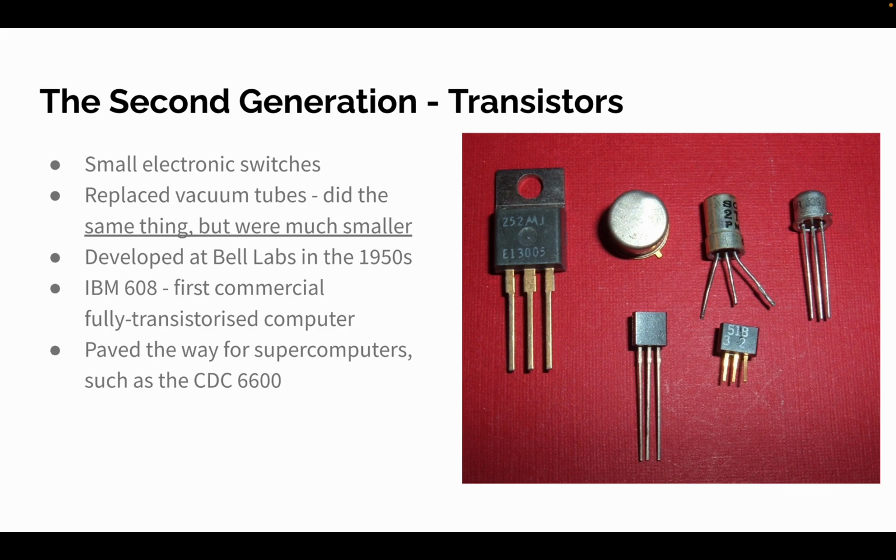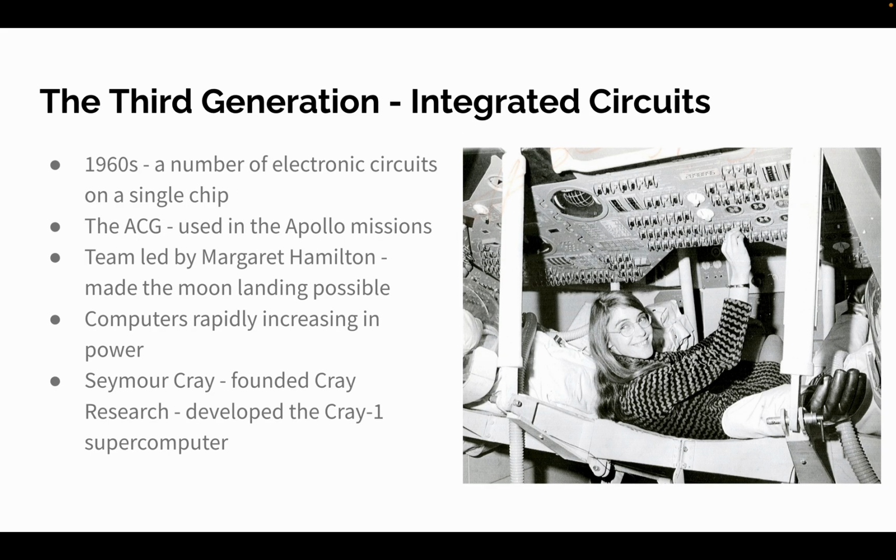not your average machine. Then you have the third generation of computing. This came about in the 1960s. You have a number of electronic circuits all on one semiconductor or chip, as we commonly say. You have examples of computers built using integrated circuits: the AGC, or the Apollo Guidance Computer, which was used in the Apollo missions.